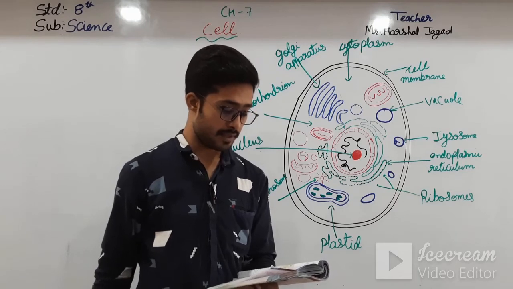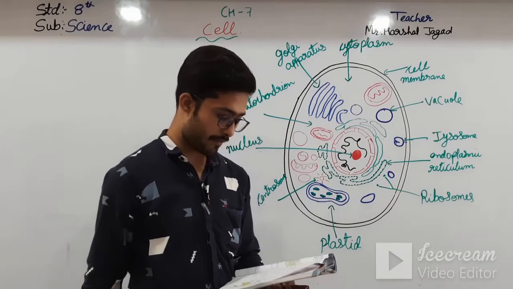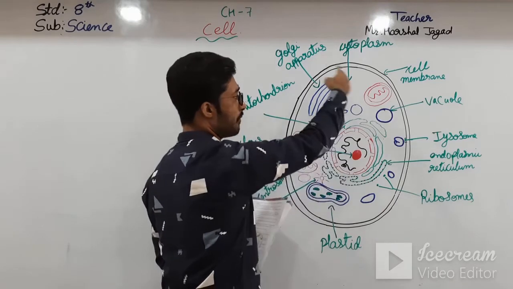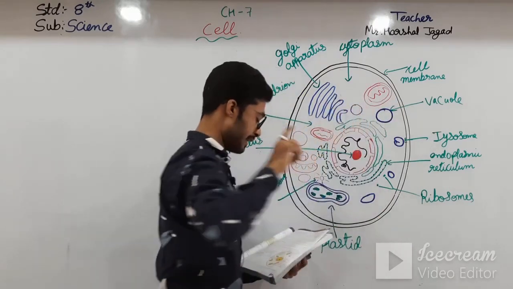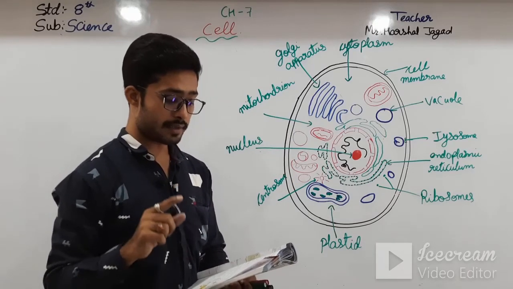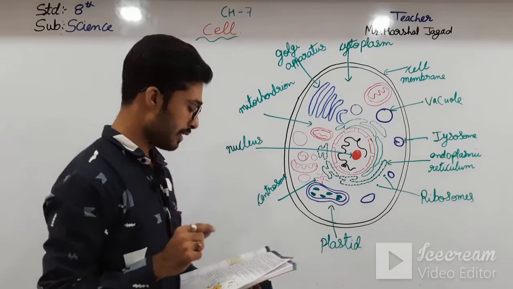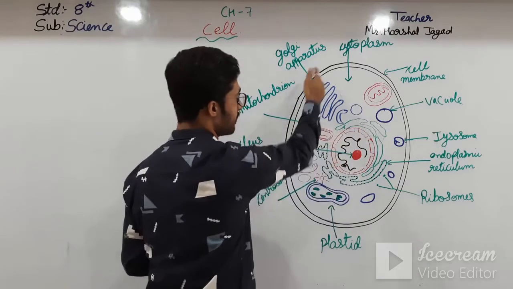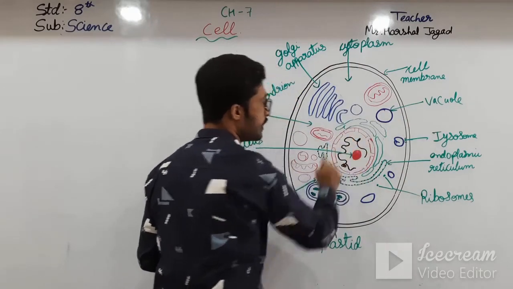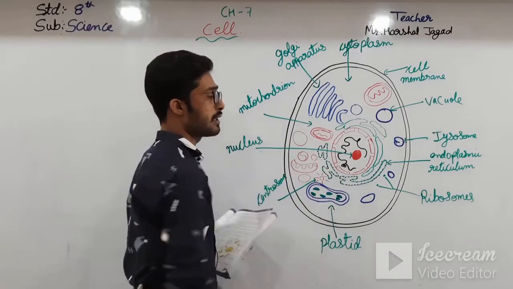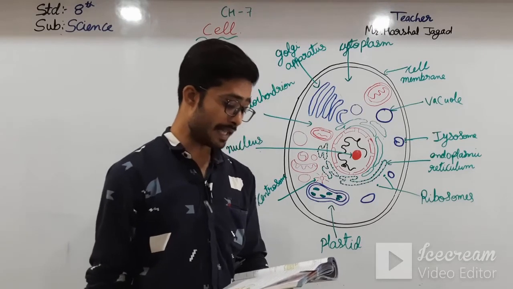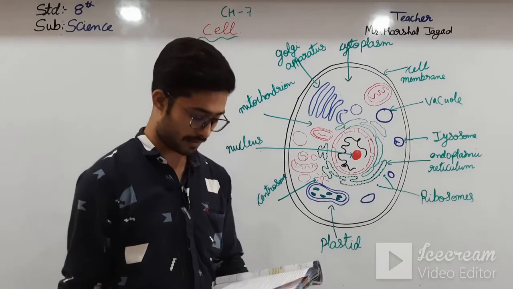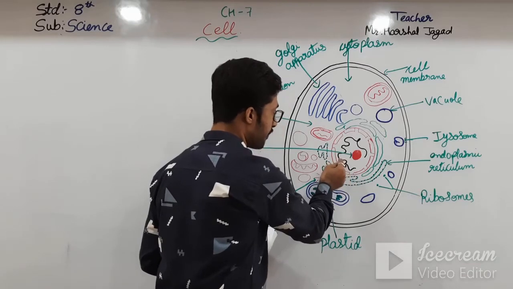Next, the cell is surrounded by the cell membrane. In that way, the nucleus is surrounded by a thin membrane called the nuclear membrane. So, this thick red color line you can see is the nuclear membrane, and this is the cell membrane, which I haven't drawn. Next, the nucleus is filled with a semi-solid liquid called the nucleoplasm.